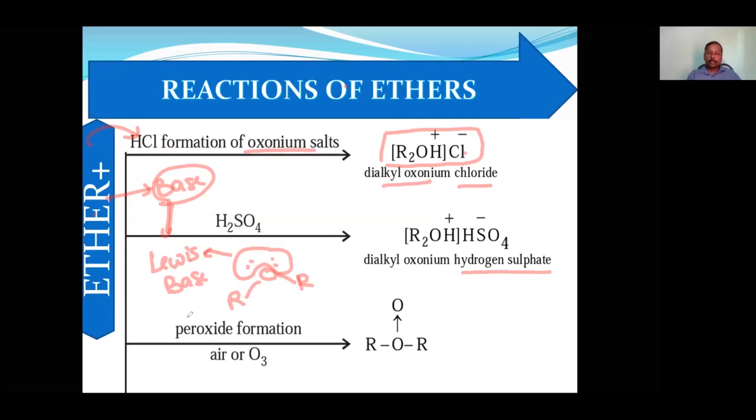Sometimes they will form peroxide also, but with nascent oxygen. This is called nascent oxygen. So one of the lone pairs of oxygen will be donated for the peroxide formation with atmospheric oxygen. These are some of the properties.